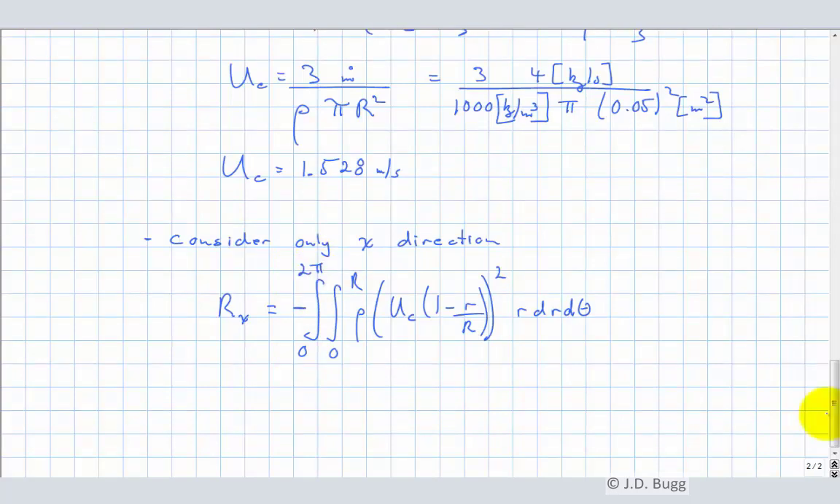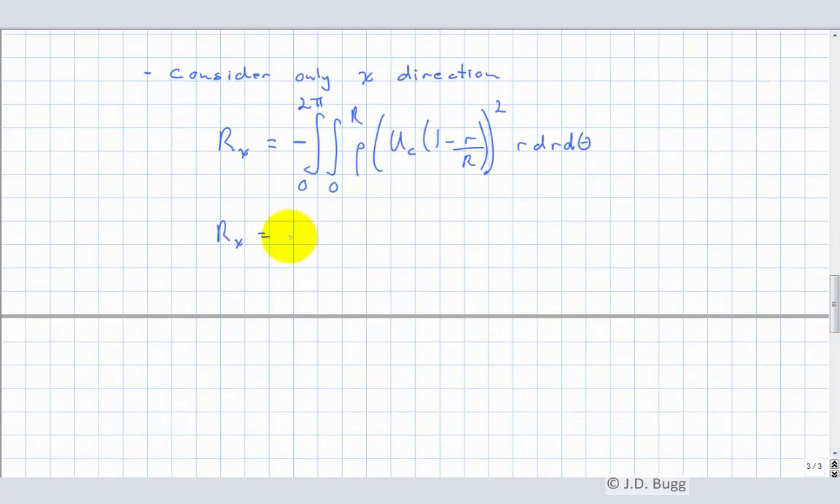So now this is very similar to evaluating the integral for conservation of mass, but we've got to remember this squared up here, so it's a little bit different. So the reaction, take out everything that's constant here: minus rho uc squared, so there's a centerline velocity there, which is squared, 2 pi, because we can evaluate the theta integral right away. Nothing in there depends on theta.